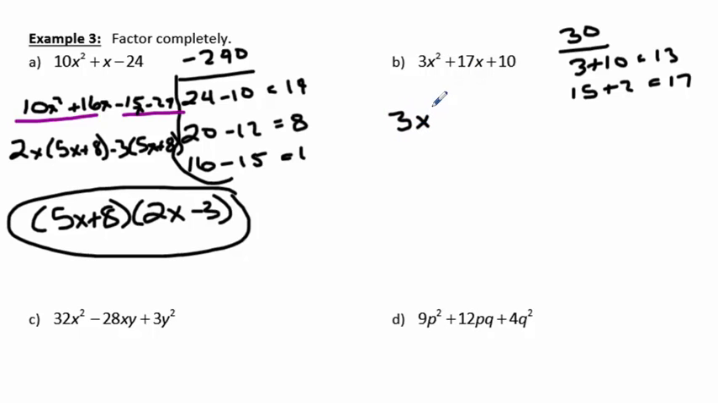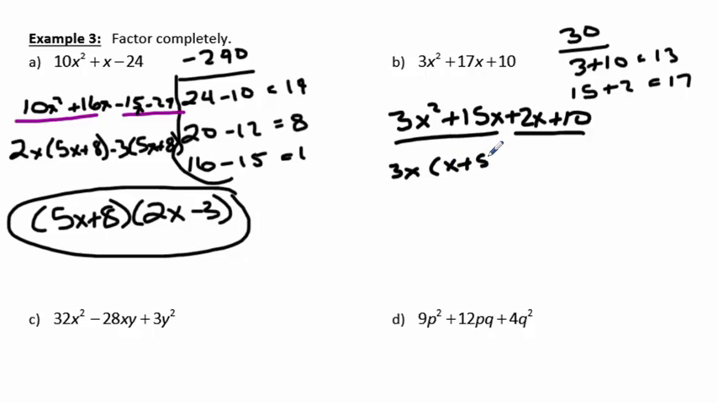So let's set this up to factor by grouping. This is 3x squared plus 15x plus 2x plus 10, and we're going to group. The first two can both be divided by 3 and x. If I pull that out, you're left with x plus 5. The second two can both be divided by 2. If you pull that out, you're left with x plus 5. x plus 5 in common. Factor the x plus 5 out. We're going to have x plus 5 times 3x plus 2.